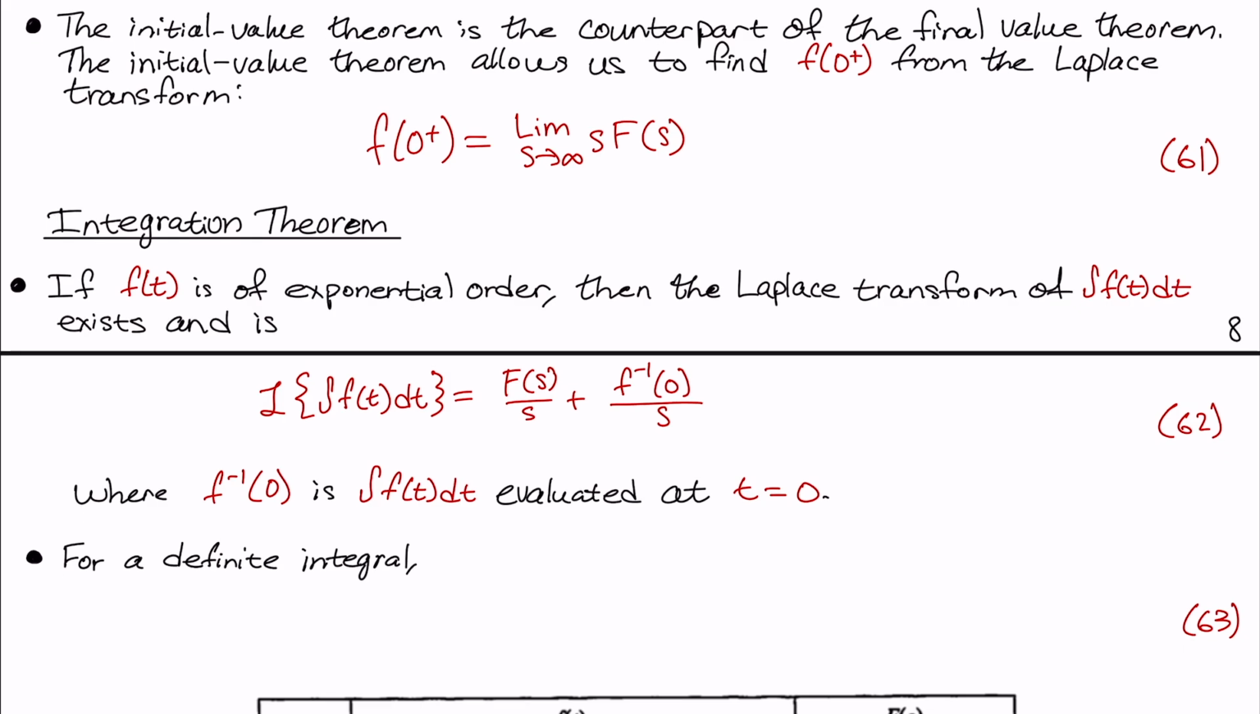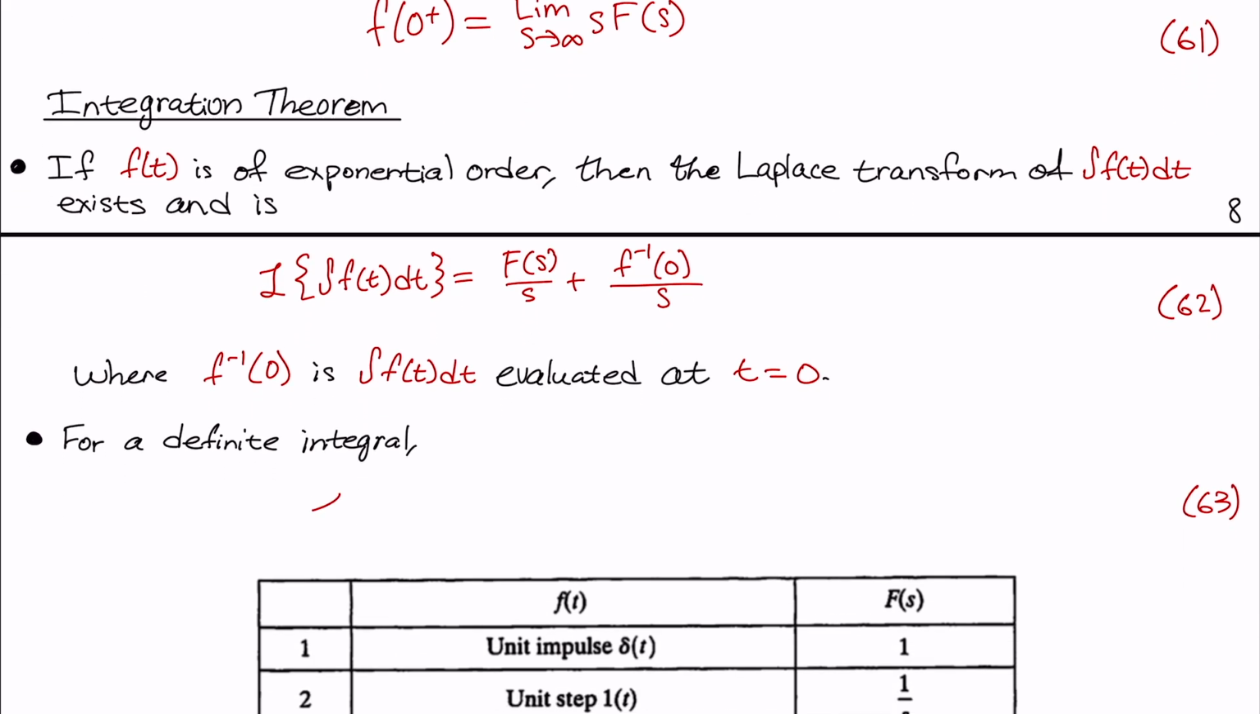If we have a definite integral, then the Laplace transform of the integral from 0 to t of f of t dt is equal to F of s divided by s. And so we lose that additional term.